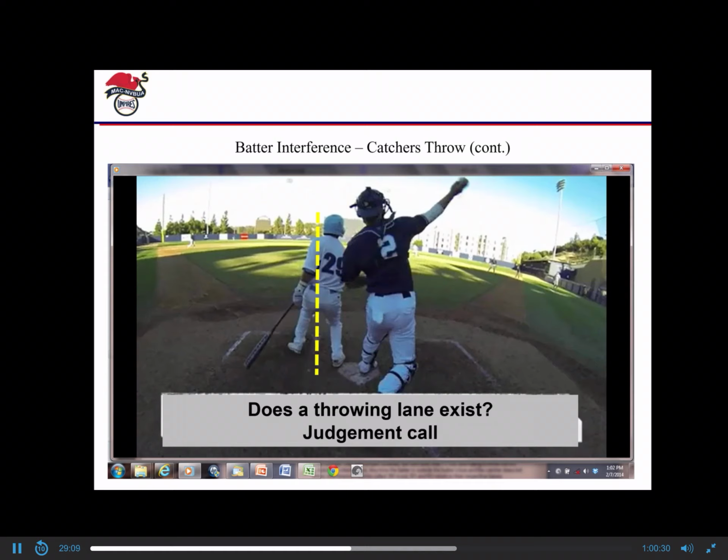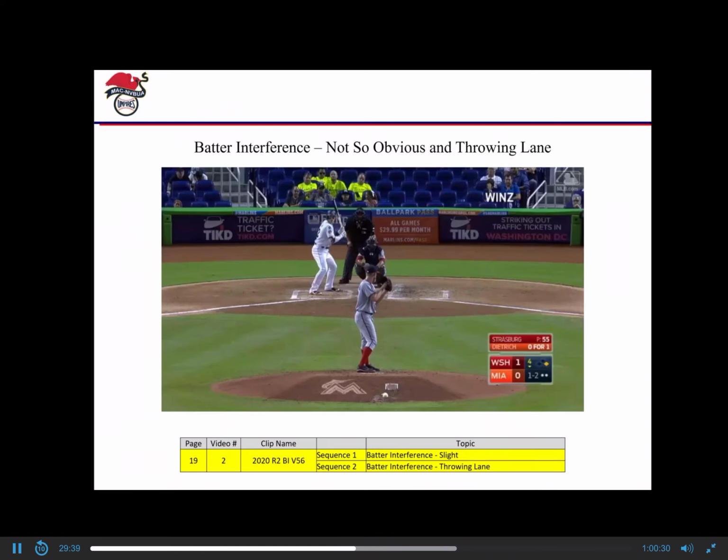My rule of thumb is I am conservative. If I think there was interference, even though there was a throwing lane, I'm going to call the interference. But there are times when there's no contact. The catcher does have an unobstructed throwing lane to make a throw. So this is a little bit harder of a call. So use your best judgment and try and observe all the key components of the play and then make your call.